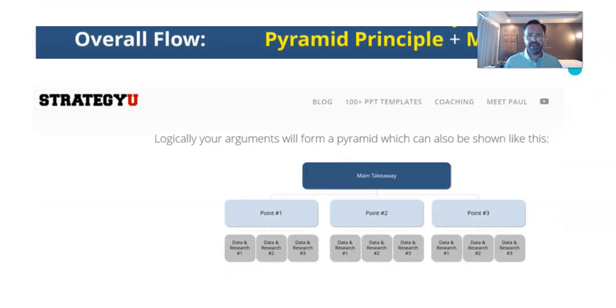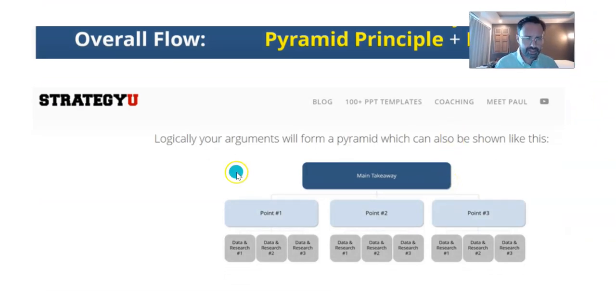Okay, so let's talk about the pyramid principle. The pyramid principle, which I'm borrowing here from Strategy U, has the top of the pyramid being the main takeaway. This is the central point that you're trying to argue, and then you have various points to support it. So here's one reason to believe this, here's another reason why you need to believe this, here's a third reason, and if you don't believe this point, well, here's some research to support it, here's some data, here's a case study, etc. Similarly, with this argument, here's more data points to convince you of this main takeaway.